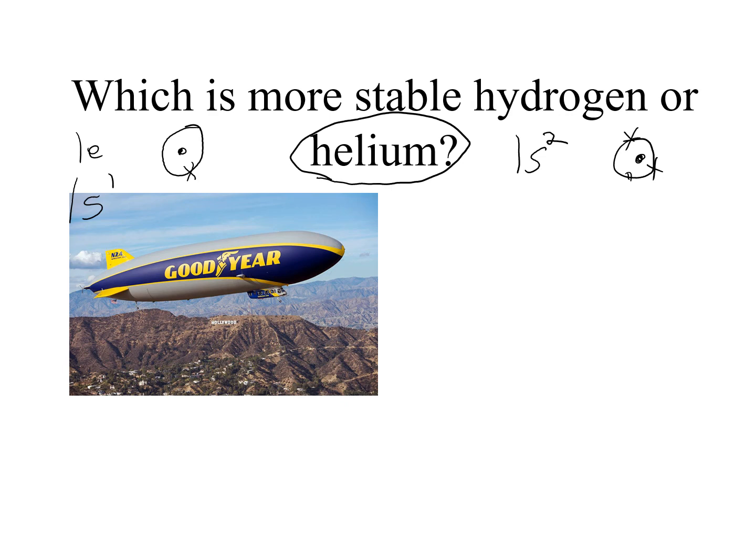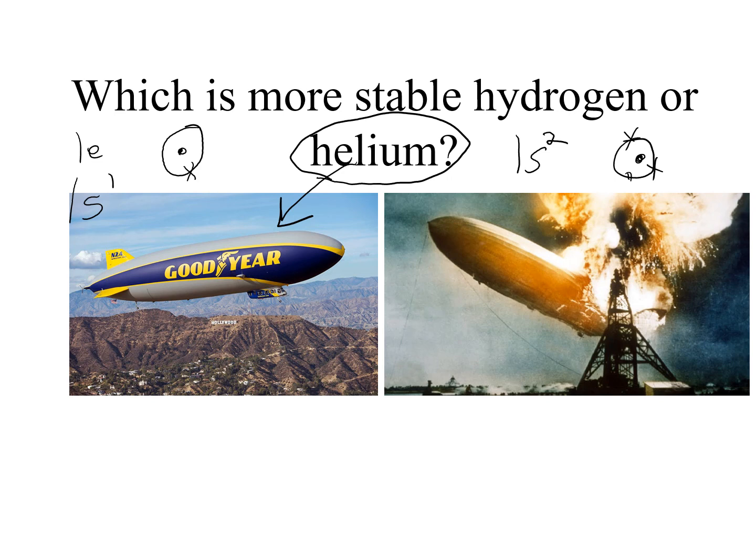So this is the Goodyear blimp, which is full of helium. Helium is lighter than air, so that's what makes it float. This picture here shows the Hindenburg. The Hindenburg used hydrogen gas to make it float. Hydrogen gas is much more reactive, and we can tell that by looking at its electron configurations. And it's also extremely flammable, which is why the Hindenburg was easily able to explode.